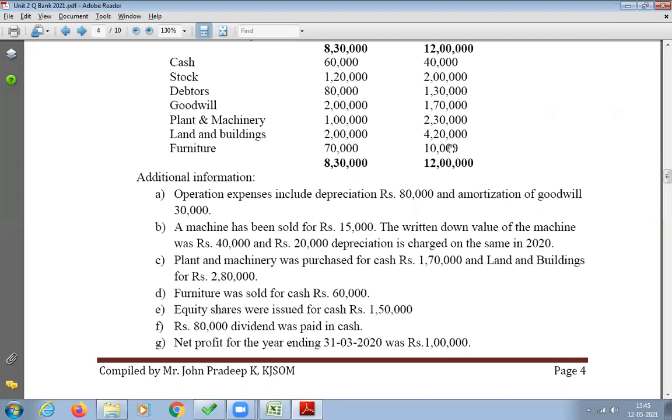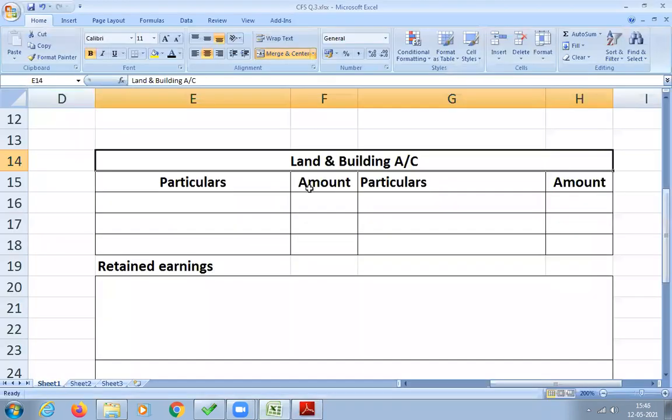Did it increase or decrease? Increased. How much? 2,20,000. Has any land and building been purchased or sold? Purchase, sir. 2,80,000. That is adjustment number 3, which says 2,80,000 land and building is purchased. So is your account tallying? No, sir. So that is why you have to prepare the land and building account.